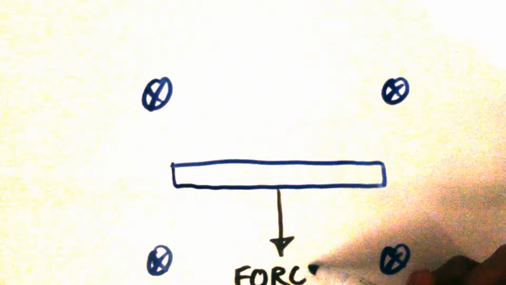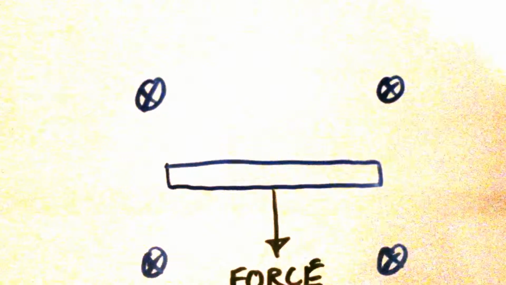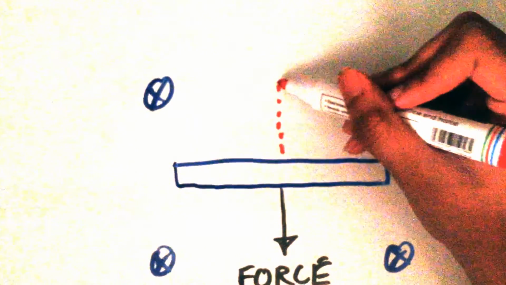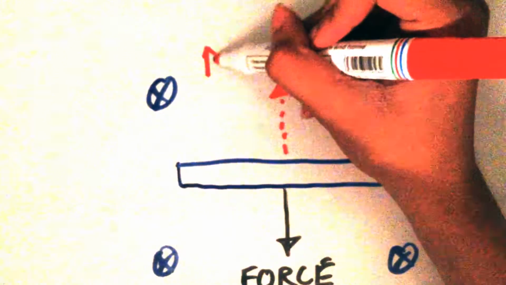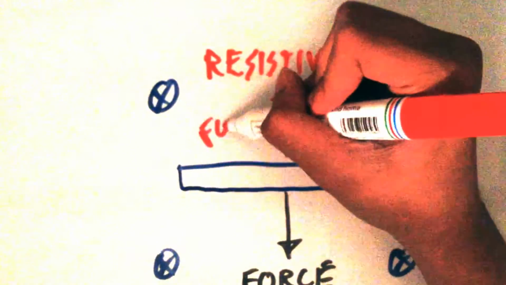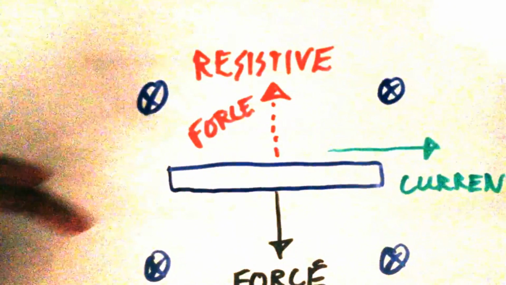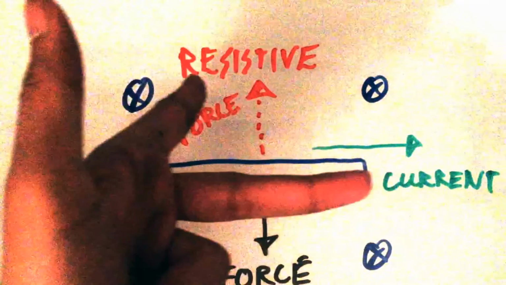In other words, a current will flow that will tend to cause the wire to go in the other direction to oppose the force that's causing the current in the first place. Which means if you use the left-hand rule, you've got the force going upwards, the resistive force, and the field going inwards, which will mean the current will flow to the right.